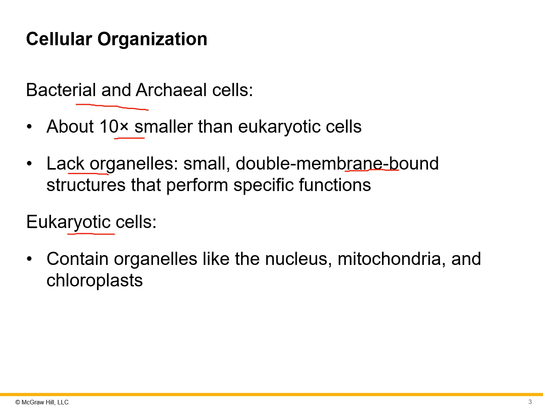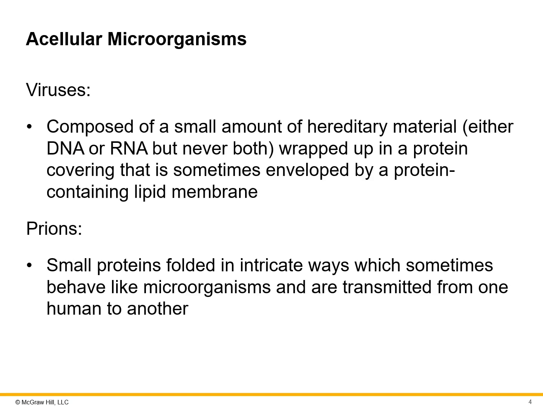Whereas our eukaryotic cells, they do have organelles, so they have their cell membrane on the outside, but then they also have these small membrane-bound compartments, like especially the nucleus, but again, our mitochondria, where energy is made, and chloroplasts for photosynthesis. So again, they have these specialized organelles inside of the cell.